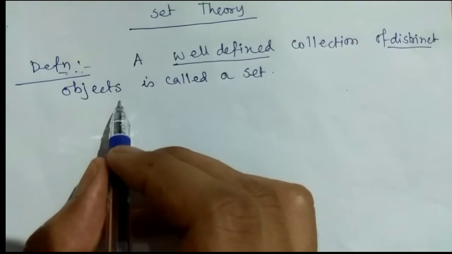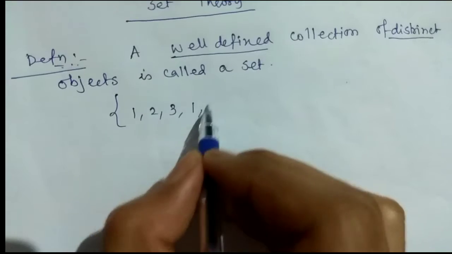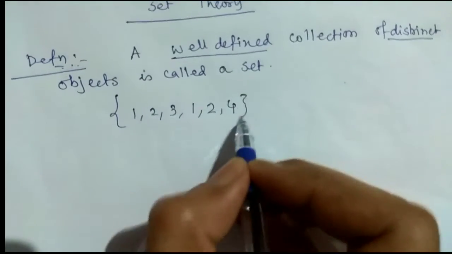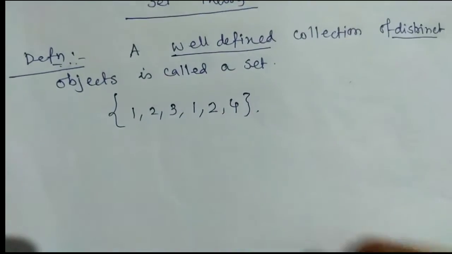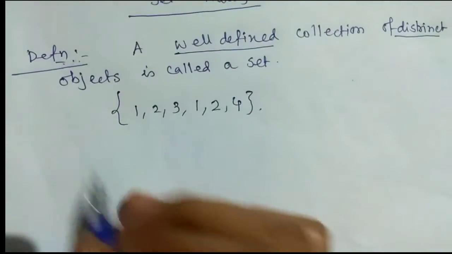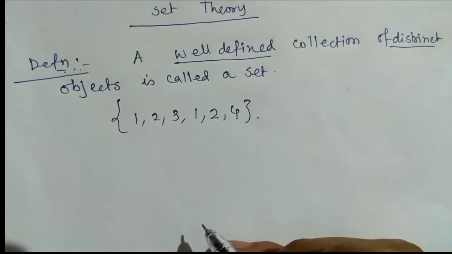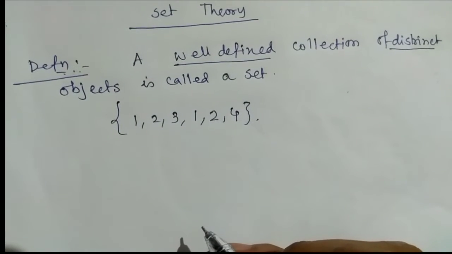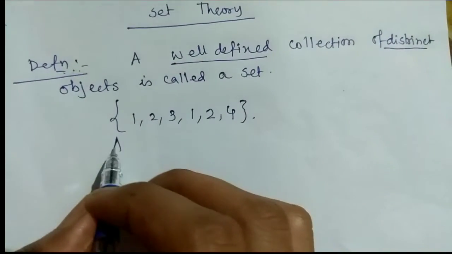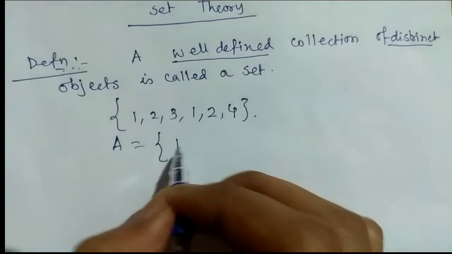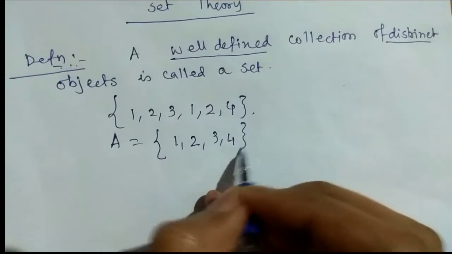Suppose a collection 1, 2, 3, 1, 2, 4. In this collection 1, 2 are repeated. So it is not a set. It is called another thing, a multiset. So the set of this collection is called A, that is 1, 2, 3 and 4.